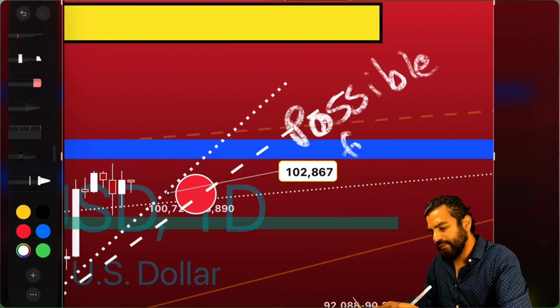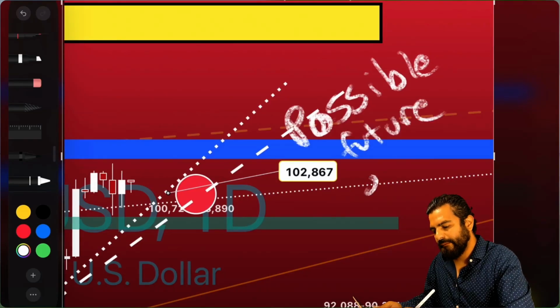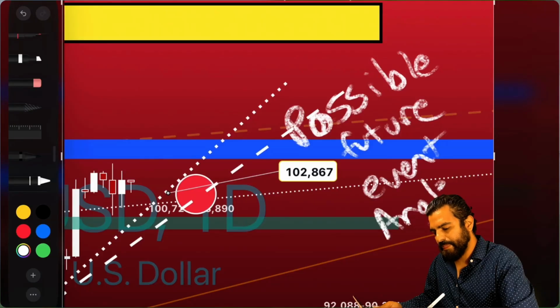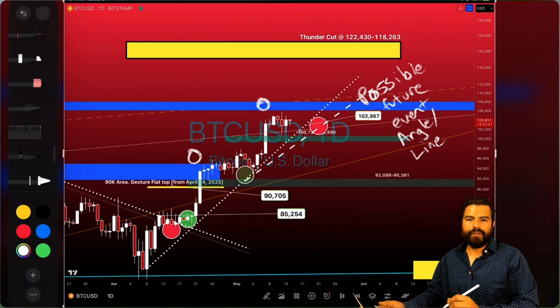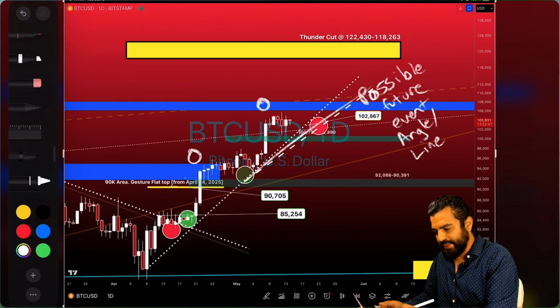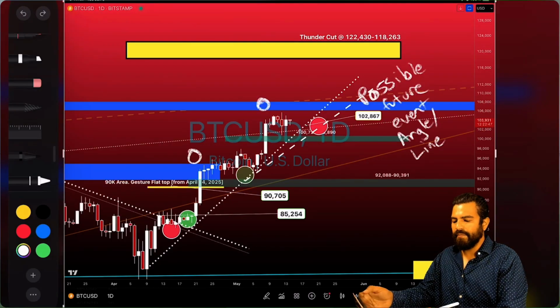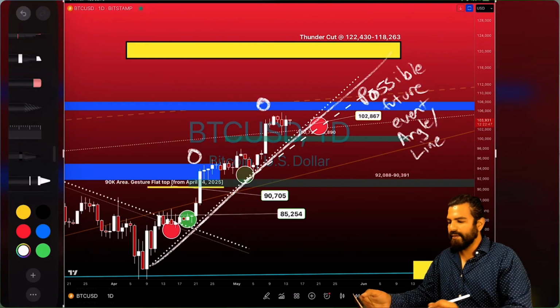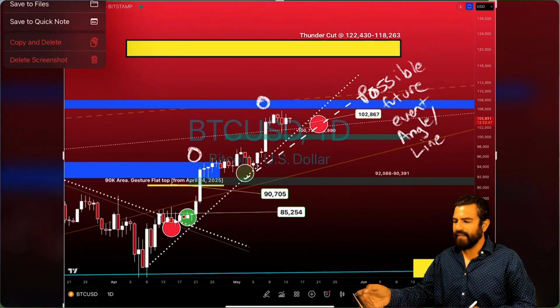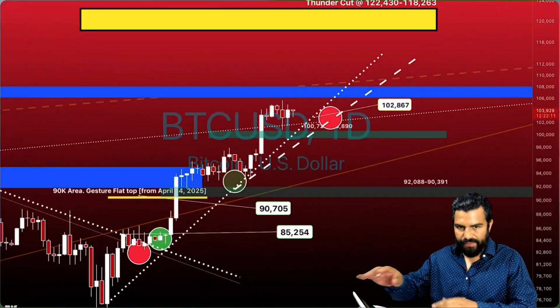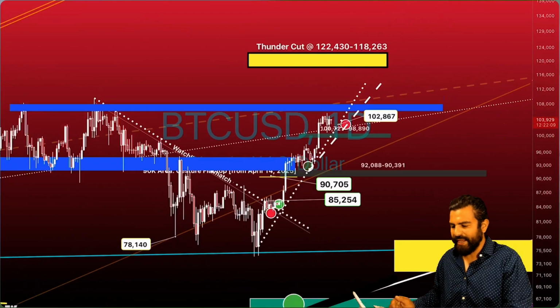Possible future event angle line. Okay, and again, it's based on that area. So that line and that line are exactly the same, but not this one. Okay, so I'll put that for you guys so you know the game plan for Bitcoin if you guys are navigating Bitcoin when it happens.